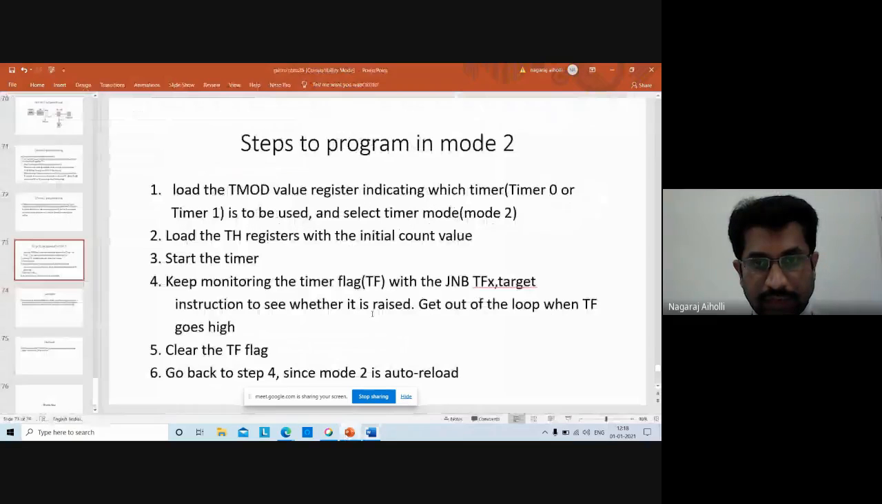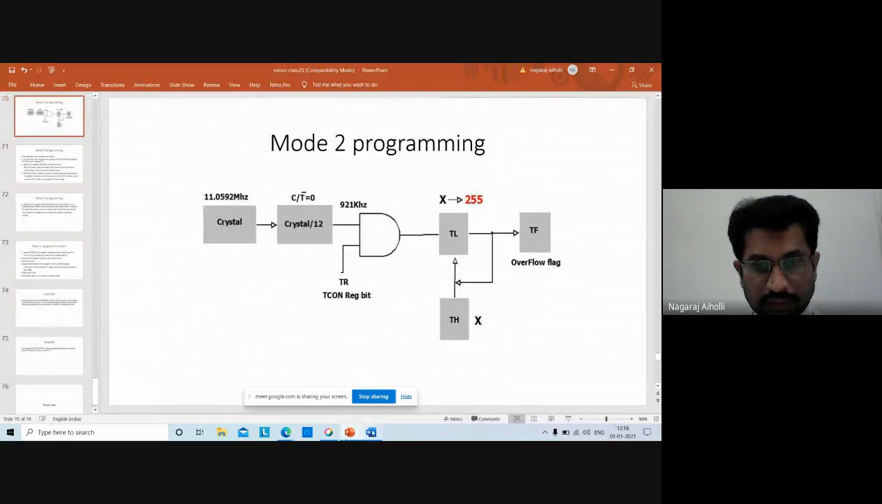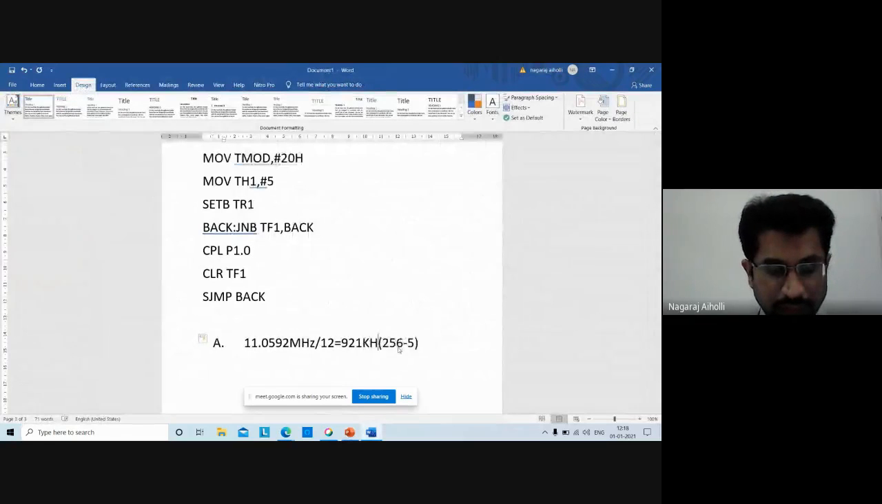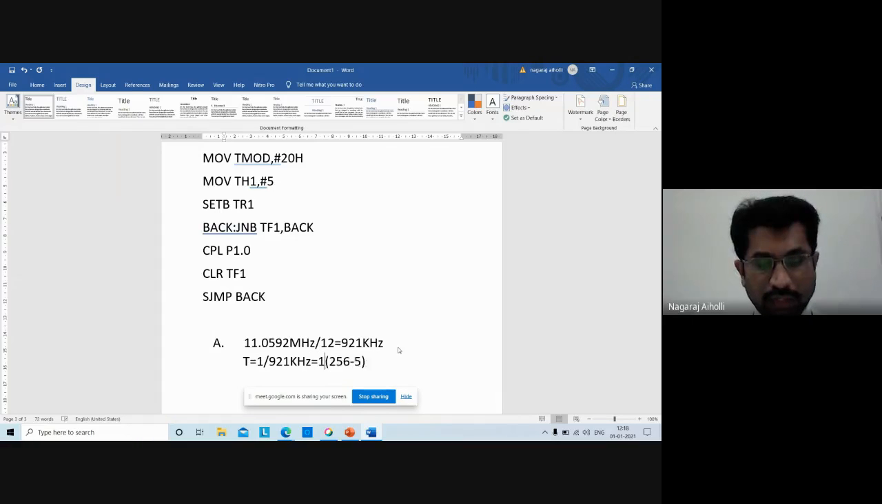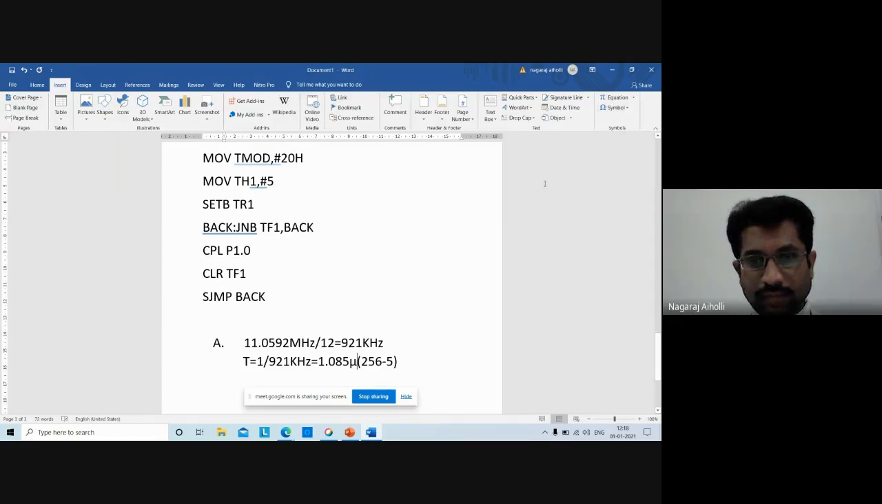Here it is, 921 kilohertz. That is the frequency, and if we want the time period, T is equal to 1 by F, which is 1 divided by 921 kilohertz. This comes out to 1.085 microseconds.